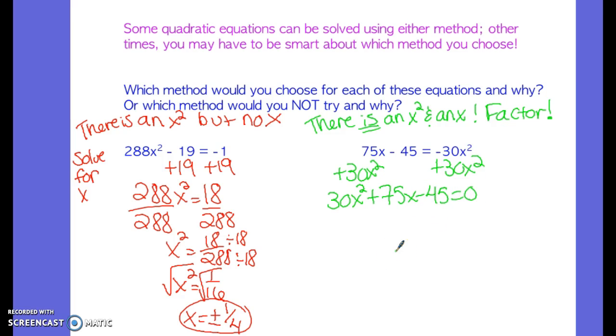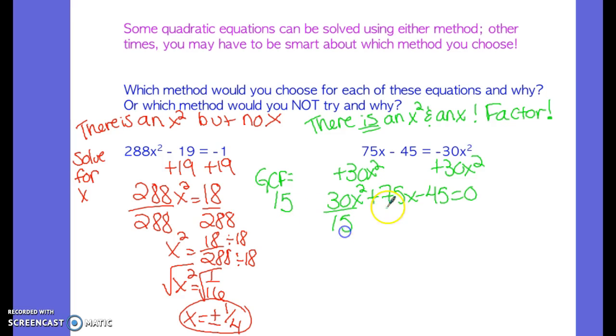I don't know about you, but I think that there's got to be a GCF between 30, 75, and 45. My original thought was 5, but then I thought, okay, that's 6. There's going to be a bigger one. So my GCF, my factors of 30 are 1, 2, 3, 5, 6, 10, 15, 30. So I thought, oh, 15 goes into all of these.